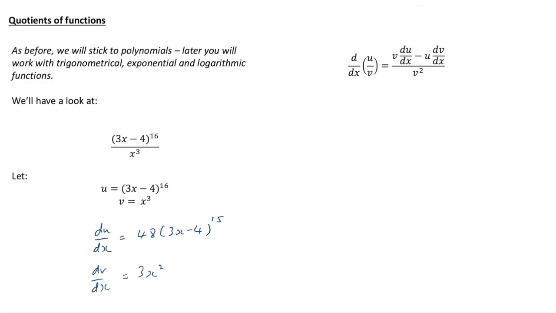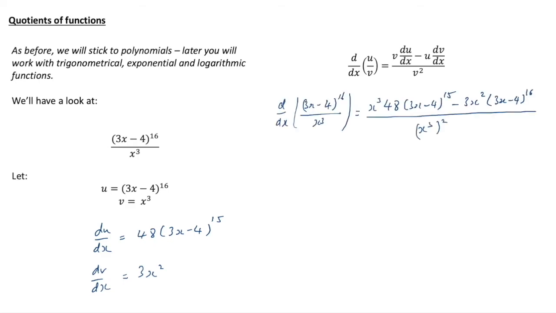So there is our quotient rule in the u-v form, and as before with the product rule, we just have to substitute in. So we get d by dx of that quotient is the v, x cubed, times the du by dx, so that's 48 times (3x minus 4) to the 15, take away u, which is (3x minus 4) to the 16, times dv dx, which is 3x squared, and again I've put the nasty bracket at the end so that when we tidy up it's easier.